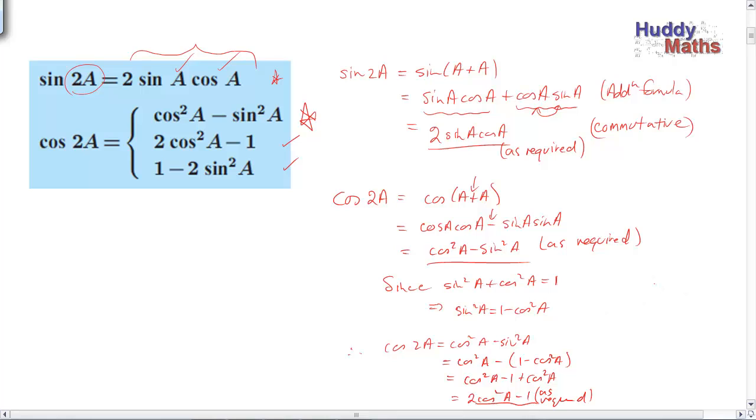Okay, and over here you could put it differently. Here, cos 2A replacing cos squared with 1 take sine squared. Okay, can you see that there? And so here it is 1 take 2 sine squared A. All right, as required.